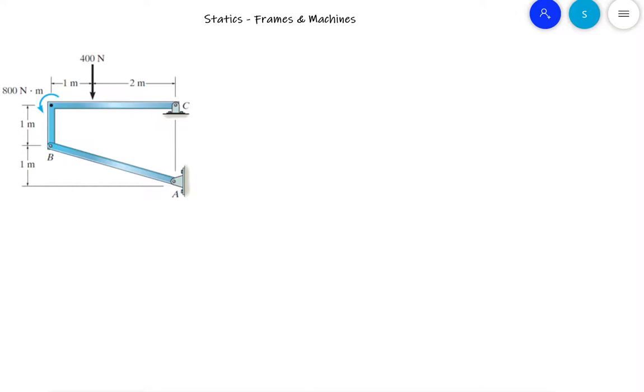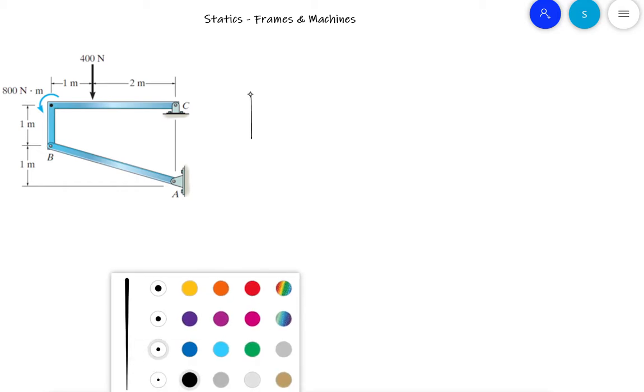This is the first example for the chapter 6 section, frame and machine. Okay, so it's a frame because it's a structure that is fixed, where the parts are not moving together. So we have two parts. So first step, let's split this structure in two.